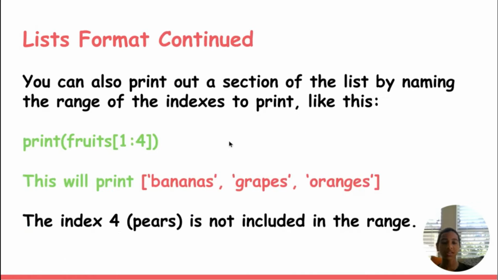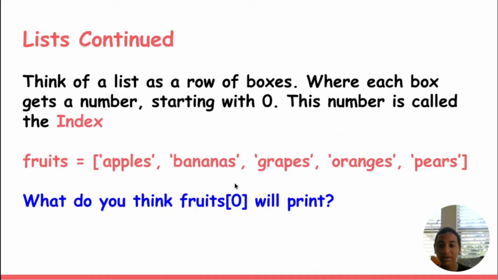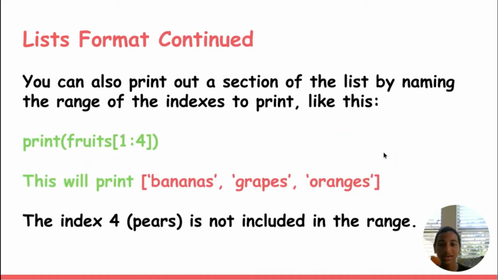You can also print out a section of the list by naming the ranges of the indexes to print. What do you think this does? It's print fruits 1 to 4. So it's going to print between 1 and 4. Not 1 to 4, between 1 and 4. So bananas, grapes, oranges. 1 is bananas. If we go back here, bananas, grapes, oranges. Pears doesn't count because it's not included in the range. Range is between.